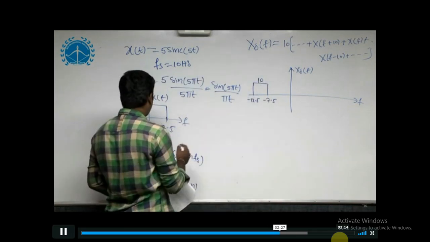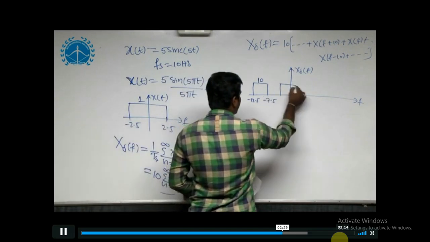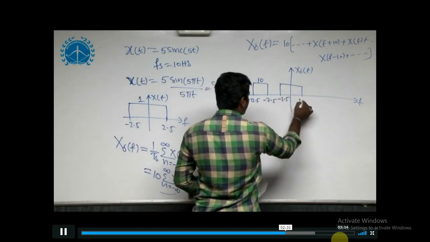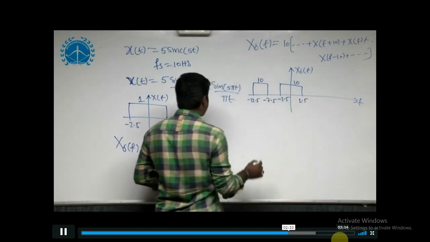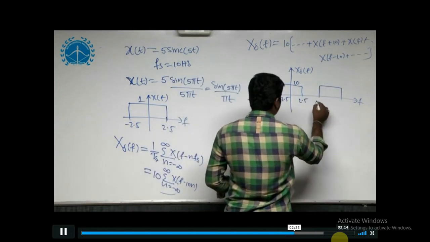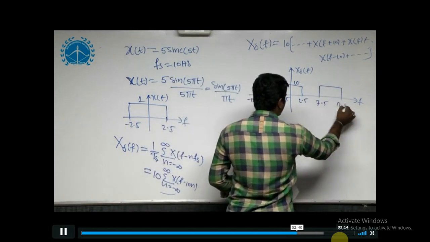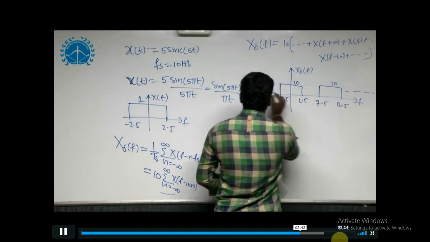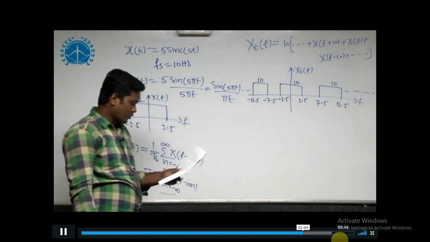Next, X(f). X(f) is from minus 2.5 to plus 2.5, with amplitude 10. Next, X(f minus 10). f minus 10 is nothing but it is from 7.5 to 12.5, amplitude is 10, and so on. This is the sampled signal spectrum.